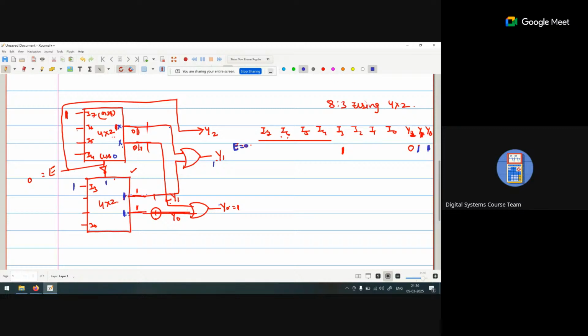Clear? And what about Y2? This is directly connected with the enable pin. So if enable is 0, Y2 is 0. So with respect to I3, this is the binary code of I3. It is correct.